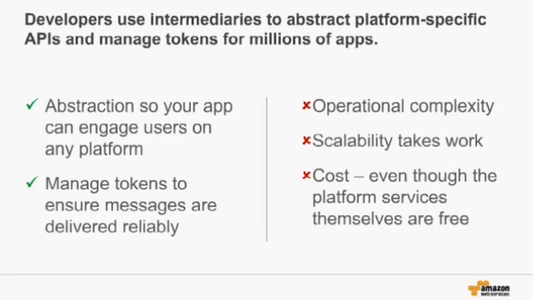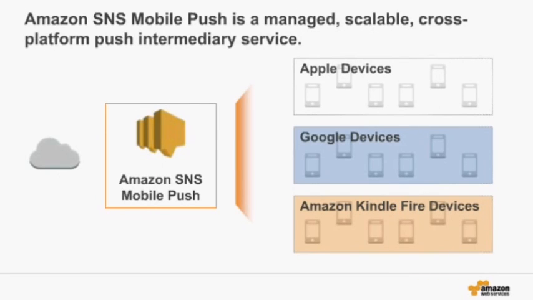And so our customers have asked us to make this a little bit easier for them, a little bit simpler. And so that's why we've extended the Amazon Simple Notification service with mobile push, which supports mobile push notifications to Apple, Google, and Kindle Fire devices. And SNS is a managed, scalable, cross-platform intermediary service in the cloud that you can just use, and you don't need to worry about how many messages will I send, how quickly will I send them, and what APIs will I use. So let's talk about this in depth.